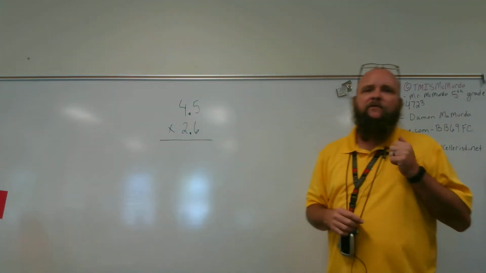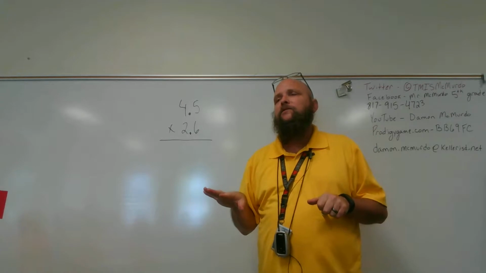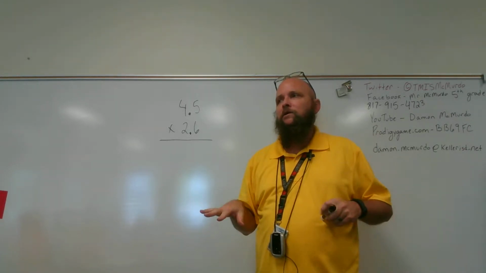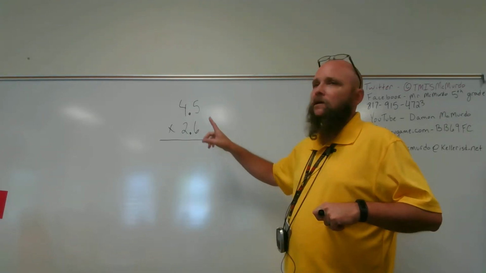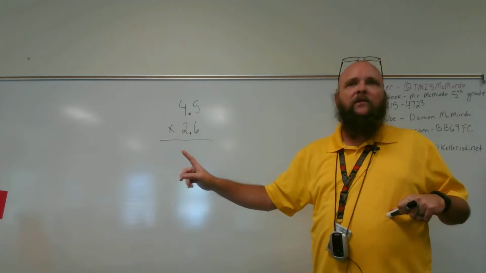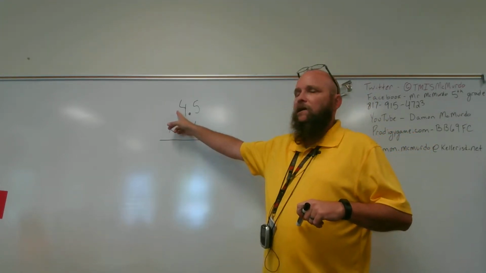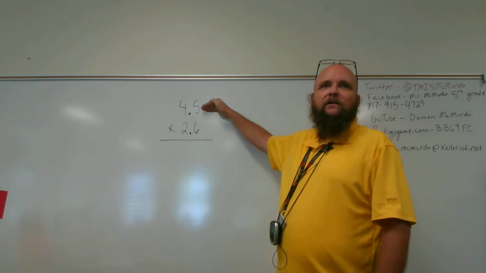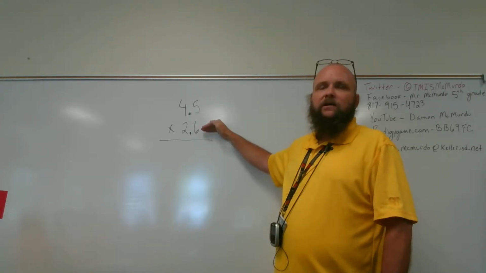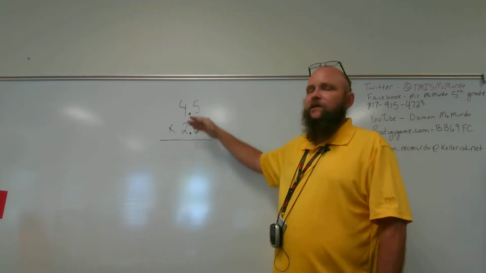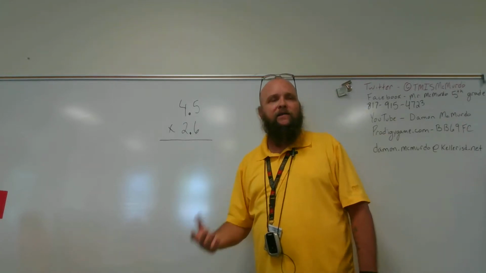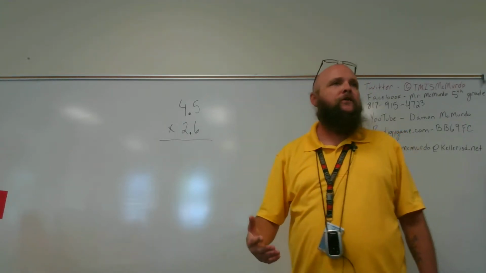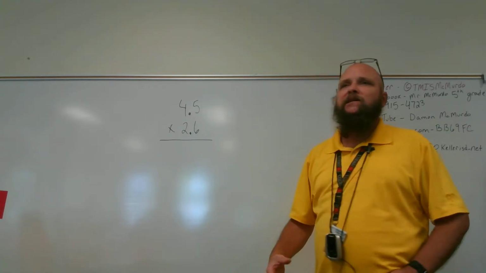I'm going to take the problem 4 5/10 times 2 6/10. Now, in multiplying with decimals, it's very important, muy importante, that you estimate first. So, for example, I'm just a little more than 4 times just a little more than 2. 4 times 2 is 8, so my answer needs to be somewhere in the neighborhood of 8. If my answer is not in the neighborhood of 8, then I've done something drastically wrong.